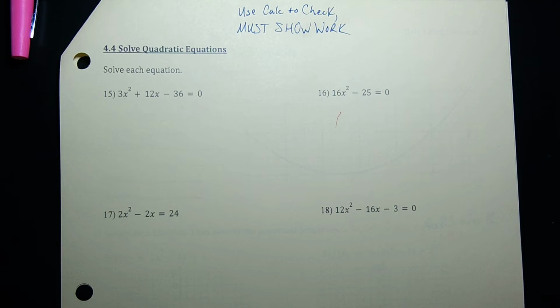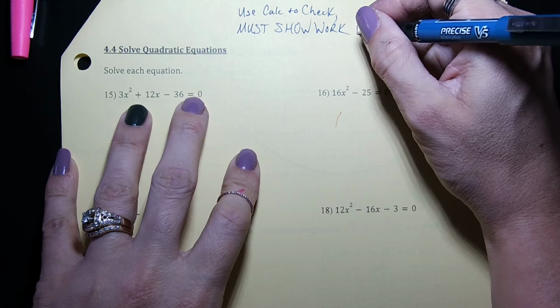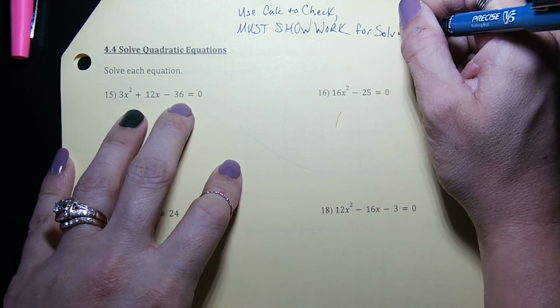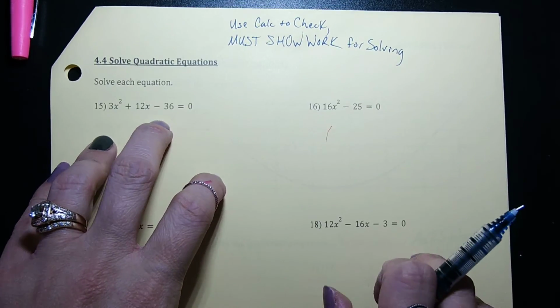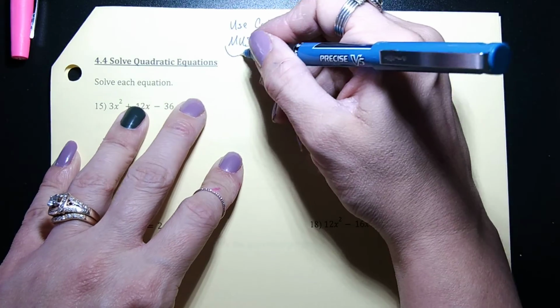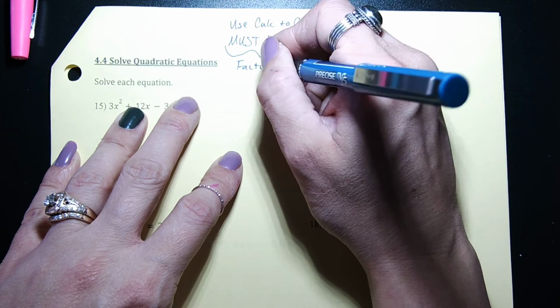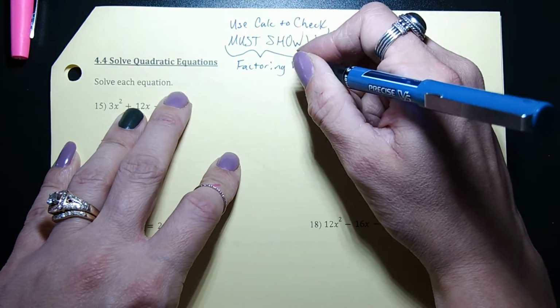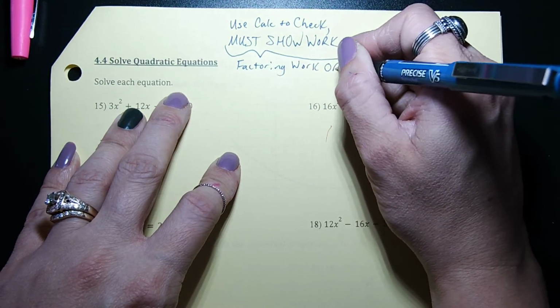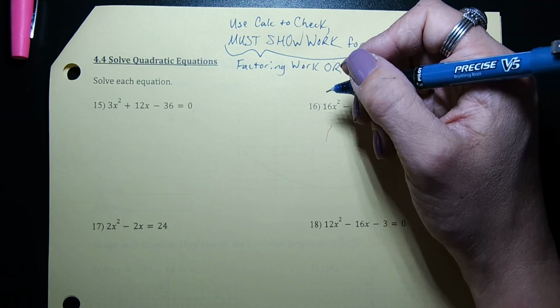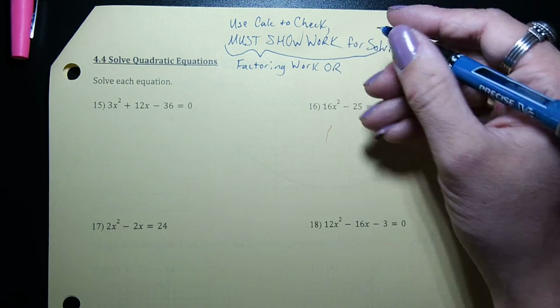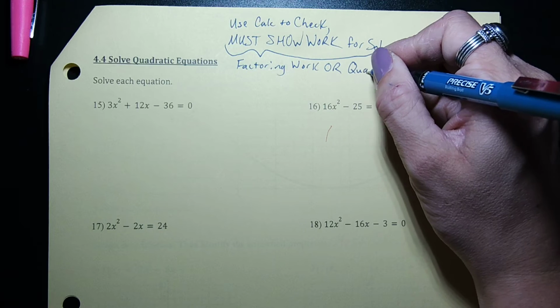So you can use your calculator to check and to determine the types of roots that you have, but you must show work for solving. So no matter how much you use your calculator, I should either see factoring work or what? What's the other way we solve? The quadratic formula.